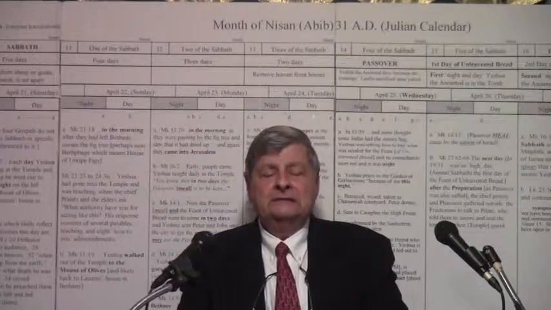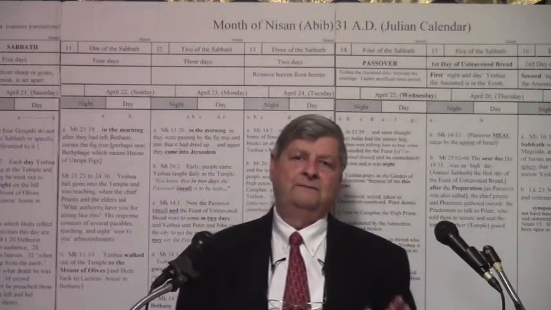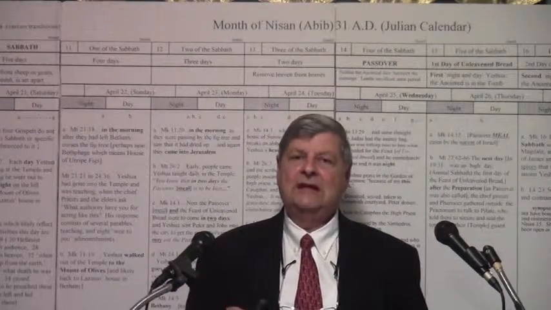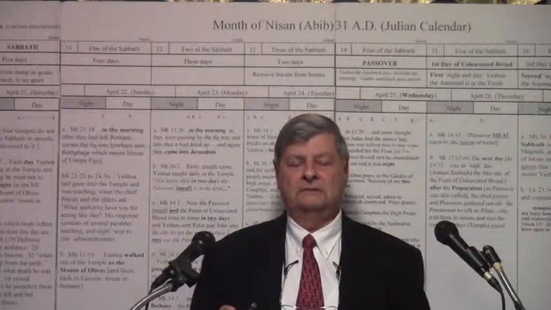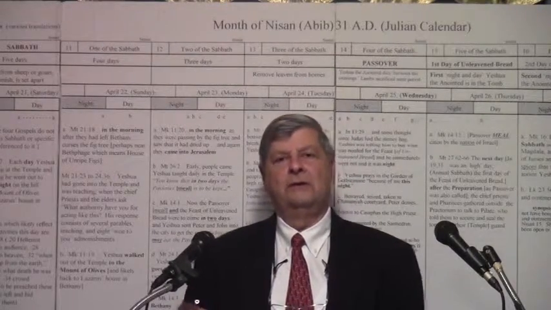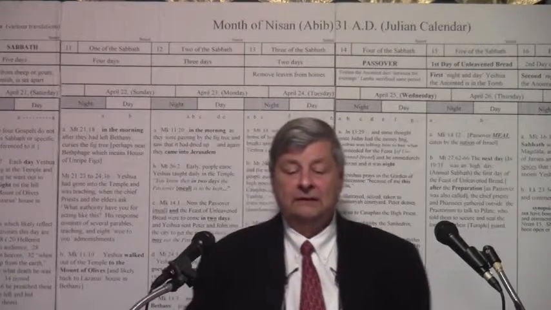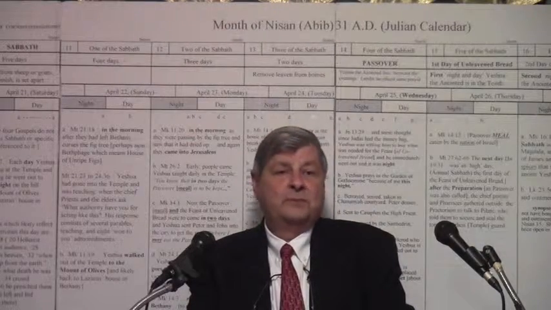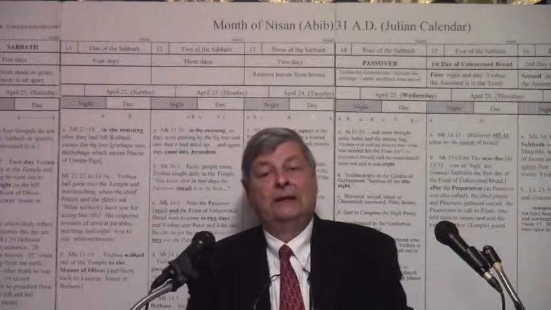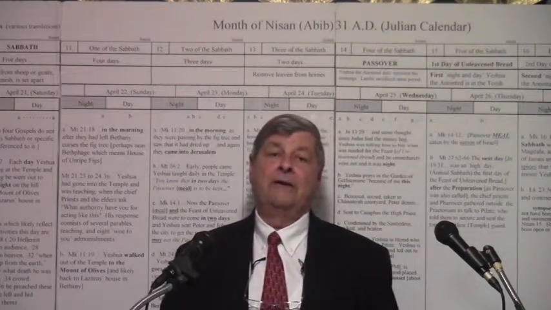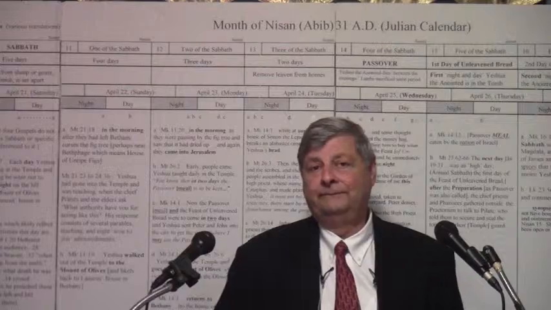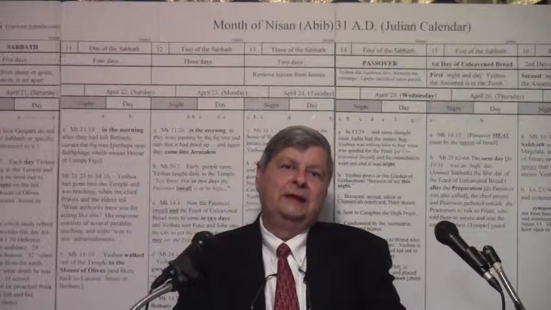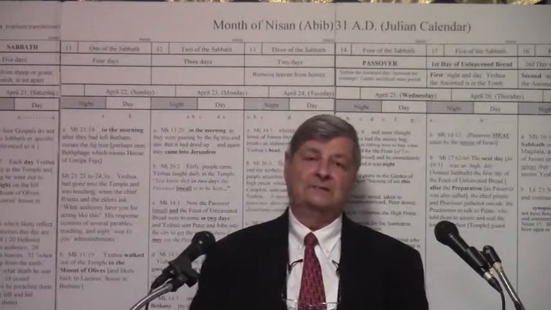Well, this error causes, because the days are observed based on the solar calendar, these days have a tendency to be celebrated earlier and earlier and earlier, till one year Passover occurred before the spring equinox. Well, the rabbis knew about this error and did really nothing about it until Passover occurred immediately before the spring equinox, and that was it. Something had to be done.